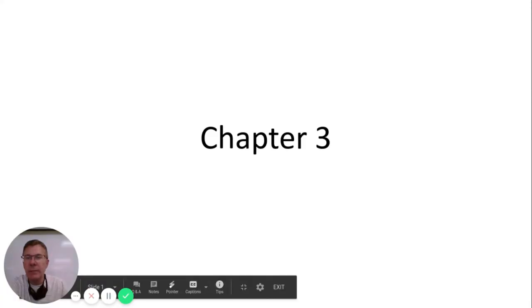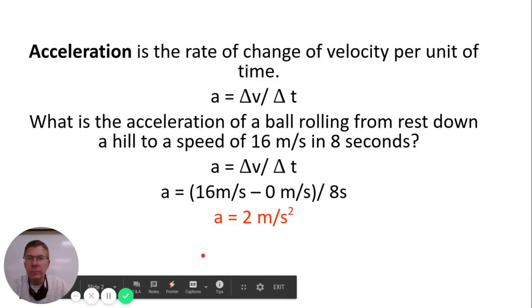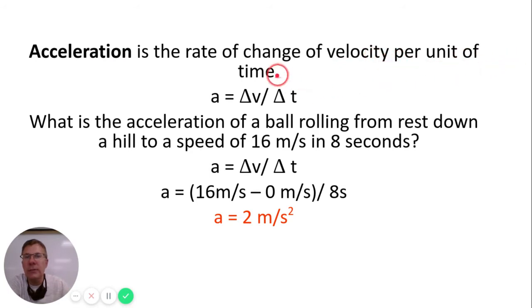Okay, chapter 3. All right, we're going to talk about acceleration. Acceleration is a rate of change of velocity per unit of time. Acceleration is a vector quantity. Okay, so it's v over t.